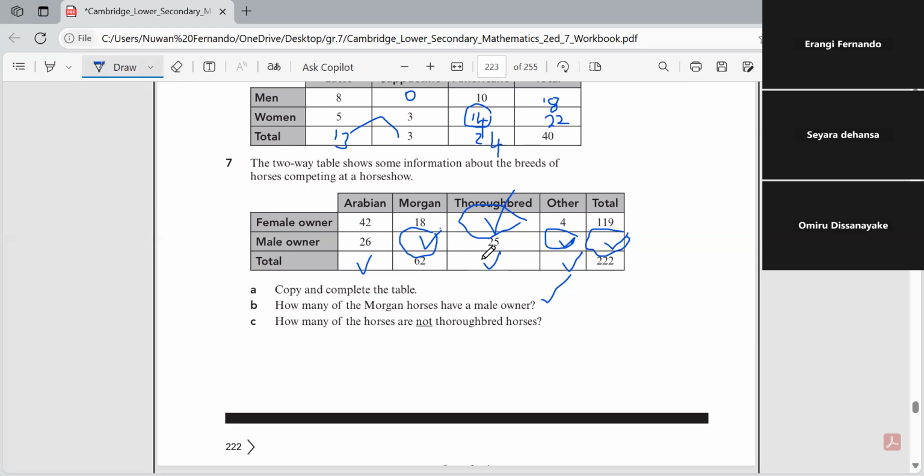130. No. Tiara, give a try. 6. You cannot give all the answers. You just think and give the answer. Are not. Not this one. Then you need to add the rest of the things.